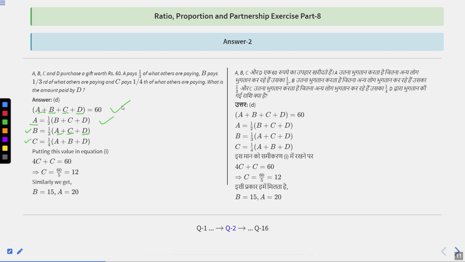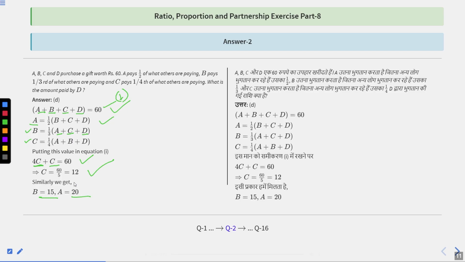Now, according to the question, we can put the value of C in A plus B plus C plus D equals 60, which is our first equation. So we can say that 4C equals A plus B plus D. So we put 4C plus C equals 60, and we get the value of C, which is 12. Similarly, we get B equals 15 and A equals 20.